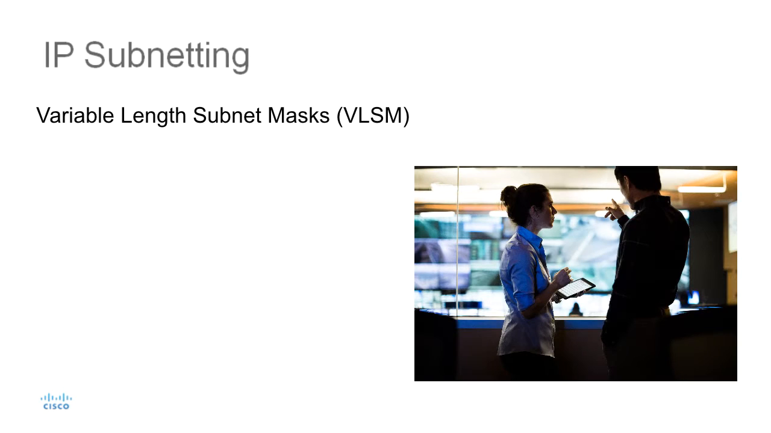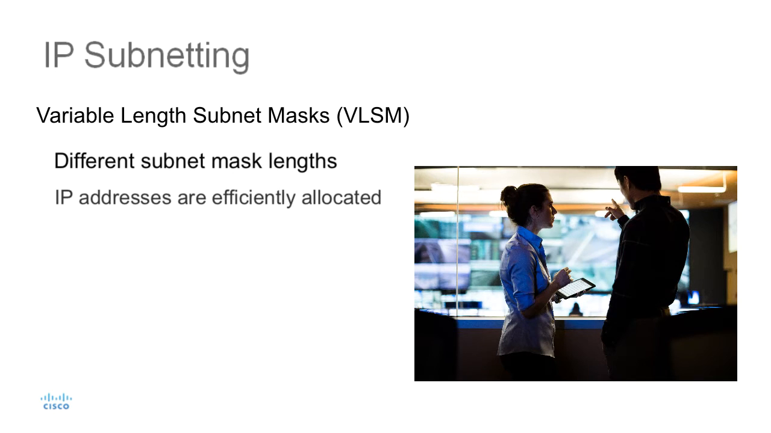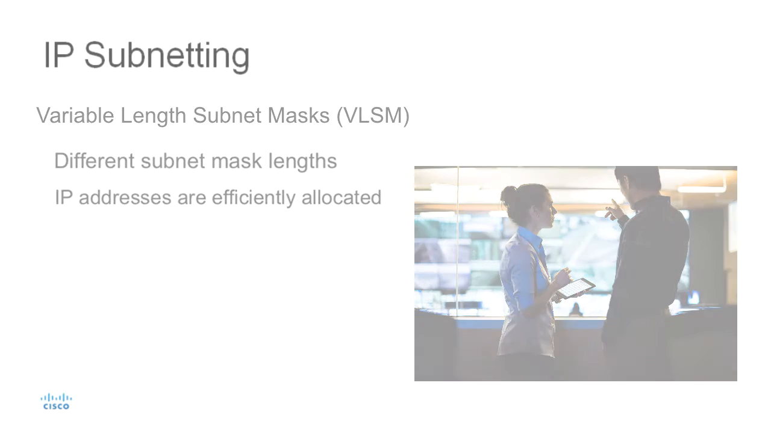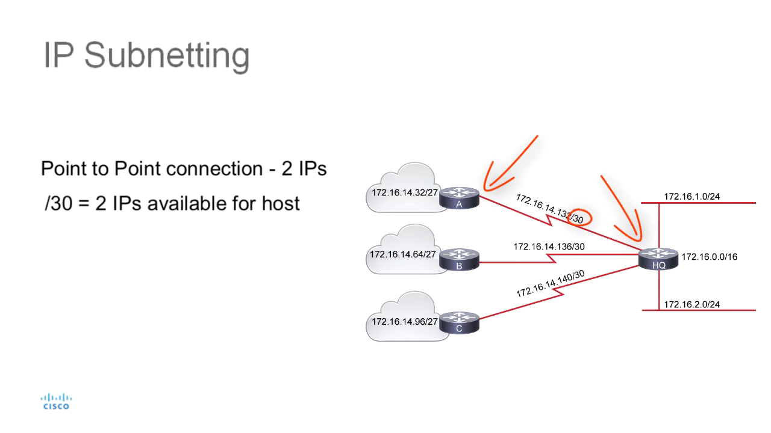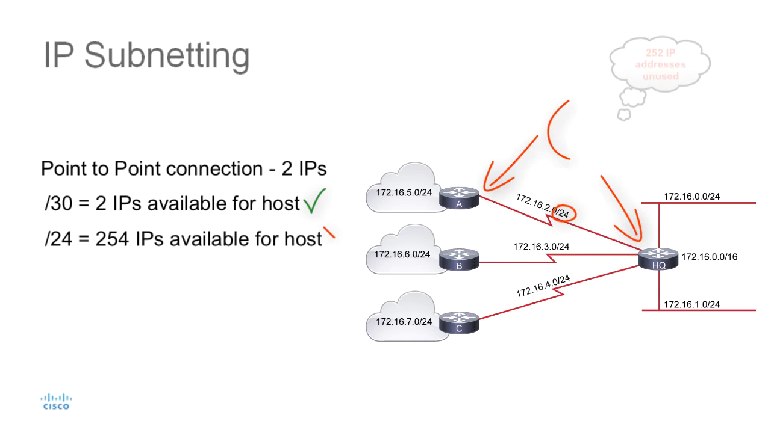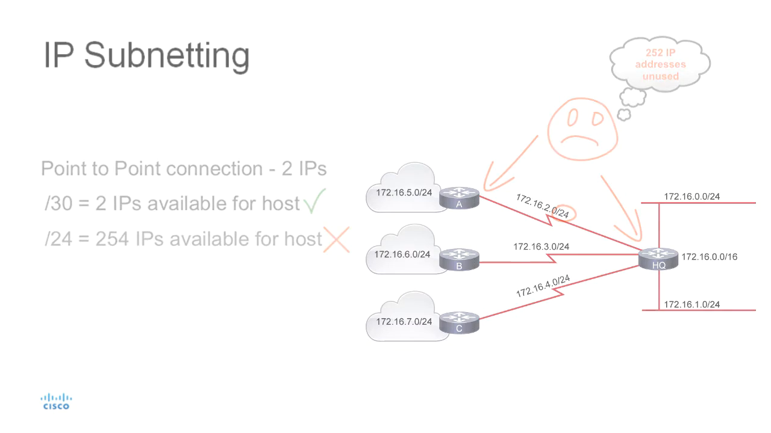Variable length subnet masking, or VLSM, refers to the concept that subnets can be created with different subnet mask lengths. One of the benefits of VLSM is that the IP addresses can be more efficiently allocated to each subnet. For example, a point-to-point connection only needs 2 IP addresses, one for each of the 2 devices. Therefore, creating a /30 subnet, which creates subnets with only 2 hosts, makes a lot more sense than using a /24 subnet, where 252 of the 254 available IP addresses would never be used.